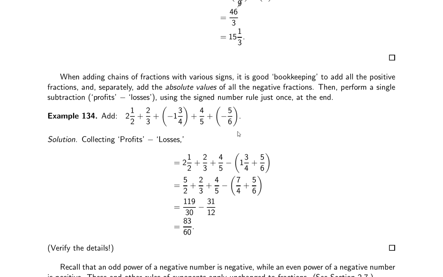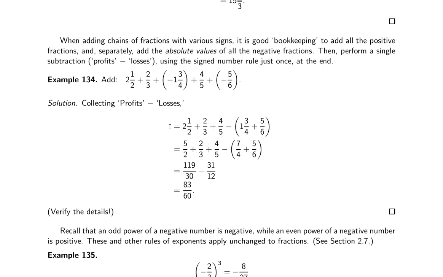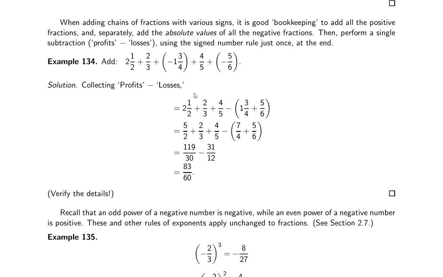And here's an addition, so adding a bunch of fractions, mixed numbers, positive and negative. A nice way to do it is to kind of separate the positives and the negatives, and do the positives first, and then add the negatives separately.